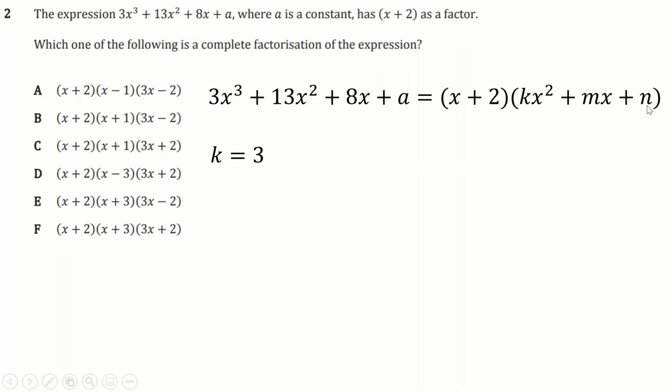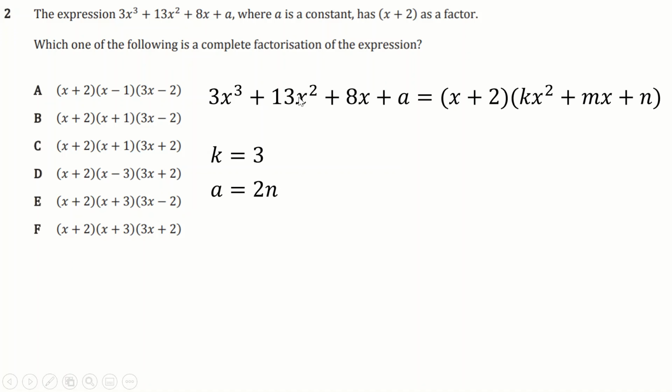Because the only way you can get an x cubed when you expand this is to do this times this, and that gives you k must be 3. If you look over the other side, you can see that a must be 2 times n. Now that doesn't actually end up being that important, I don't think, but let's keep going.